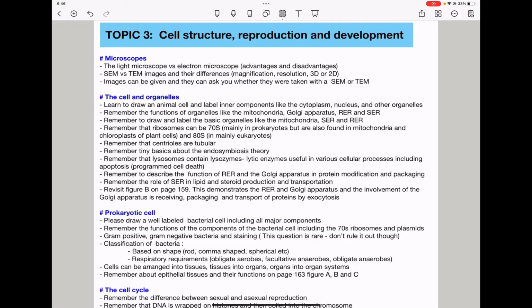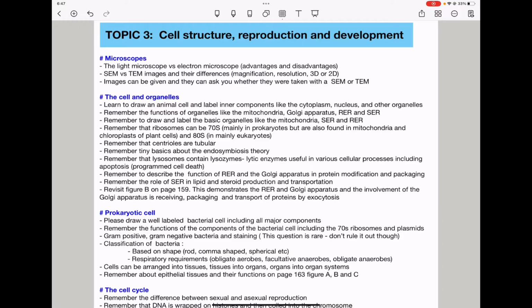Here I began by looking at microscopes. They could ask you about the light microscope and the electron microscope in terms of the advantages as well as disadvantages. They could give you images of the scanning electron microscope and the transmission electron microscope and ask you for the differences in terms of magnification, resolution, as well as if they are 3D or 2D. Images can be given and they can ask you whether they are taken using the scanning electron microscope or the transmission electron microscope, so please ensure you fully observe the image before you make a conclusion.